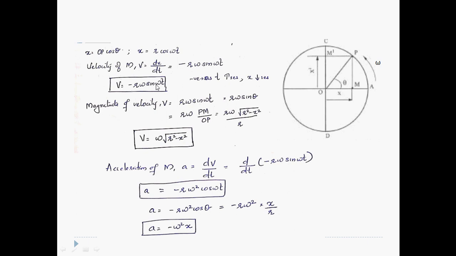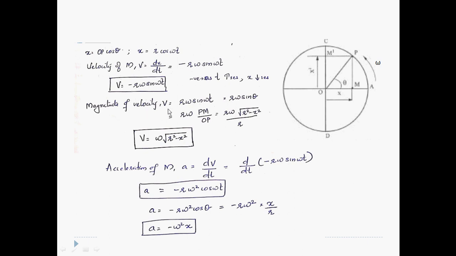The negative sign indicates that as t increases, x will be decreasing. When t is 0, x is at its maximum. As t increases, what happens? This projection x, if the particle reaches here at a time greater than t, where the time we considered is t, then x will be this distance only. So x has decreased. As time increases, x will be decreasing, hence this negative sign comes in the equation.